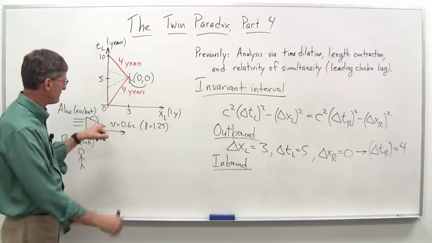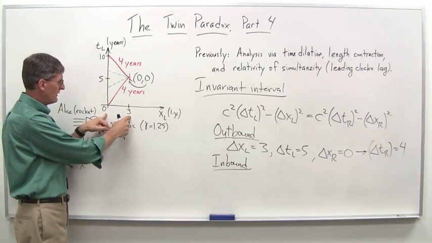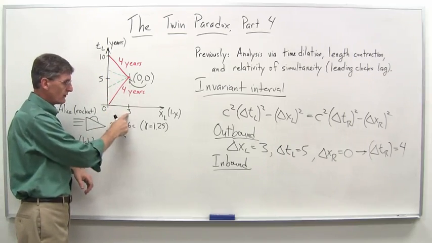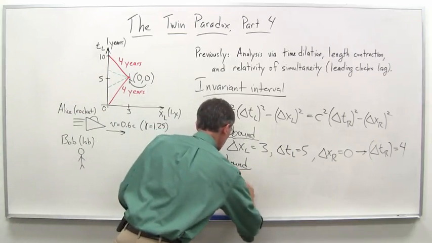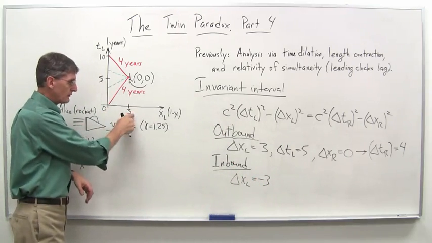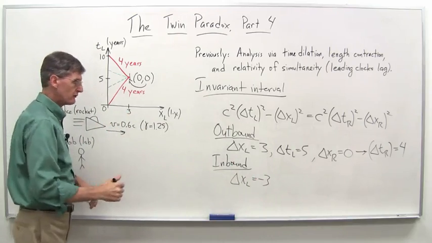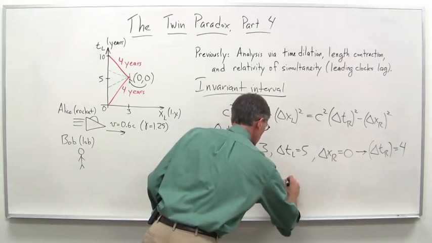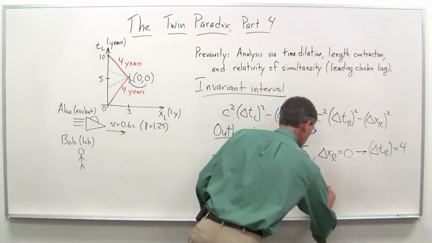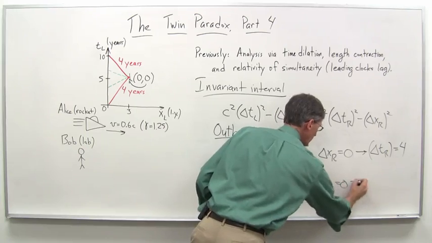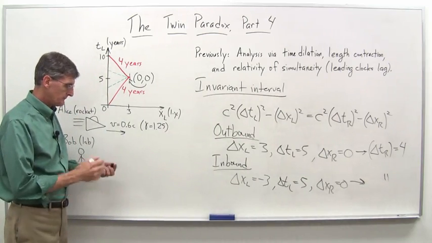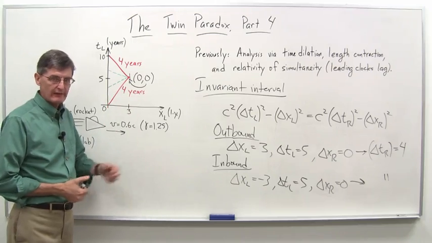Now for the inbound, notice what happens here is, as far as Bob is concerned, Alice ends up at 0 and starts at 3. So in this case, delta X L is negative 3. You do the second point minus the first point, 0 minus 3 is negative 3. Delta T L, though, equals 5 again. Delta X R is 0 again. And once again, you get really the same thing. You get delta T R equals 4 when you work that out. So that's the invariant interval approach to this.